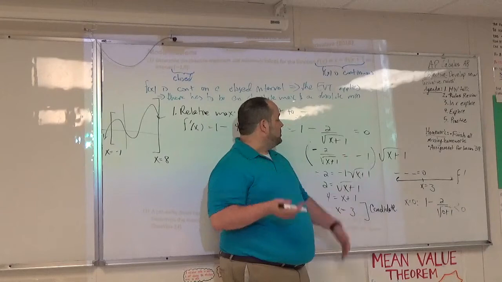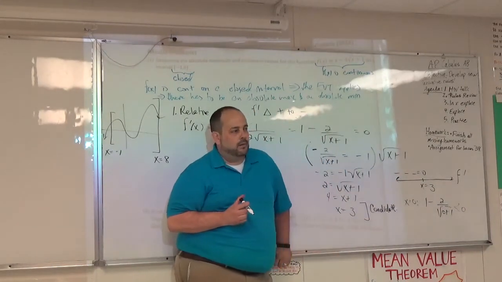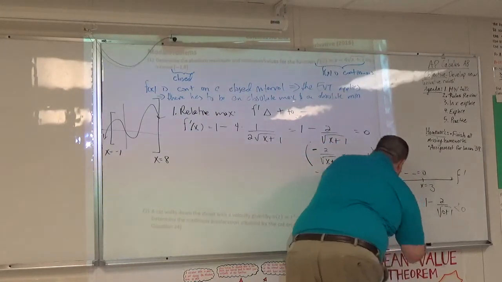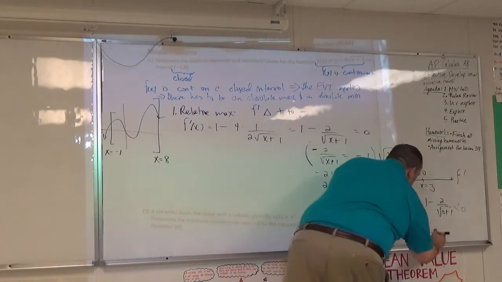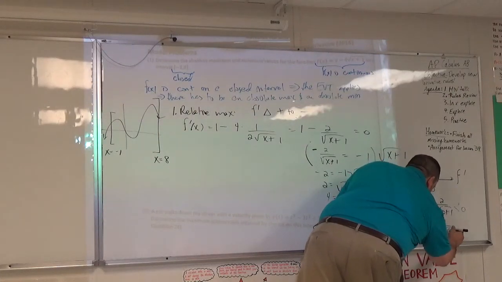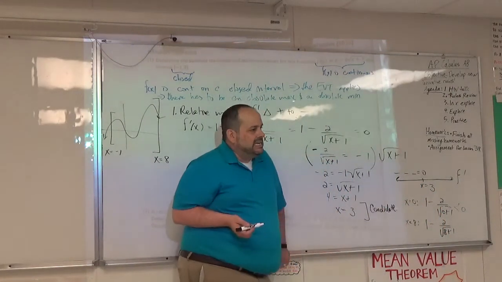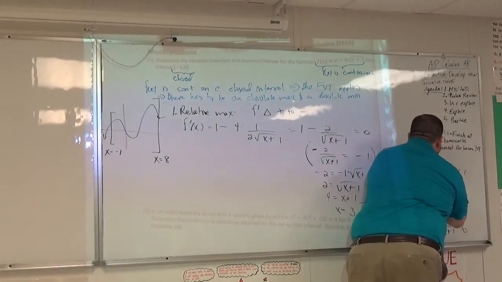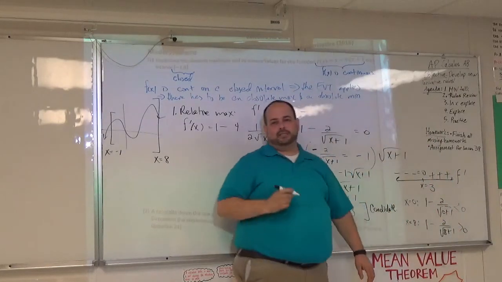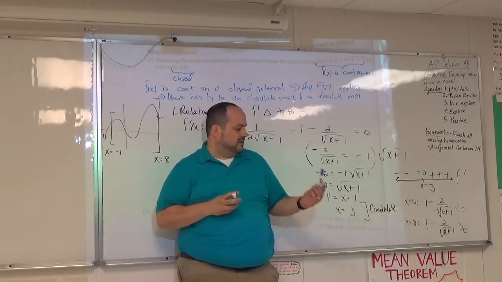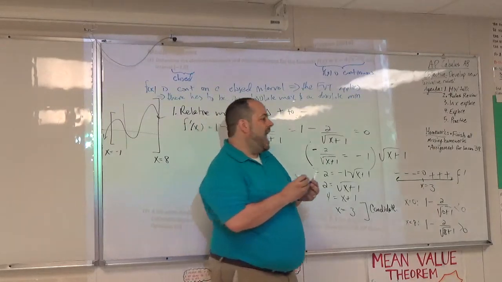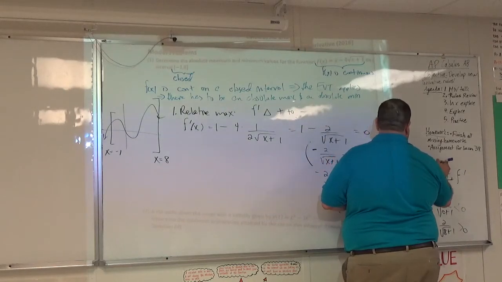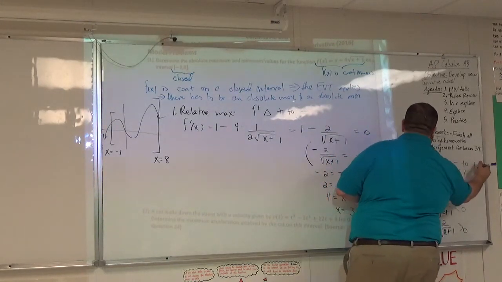So let's pick something smart to the right of 3. 8. Why is 8 a good number? Because you just add 1, 9, and the square root of 9 is 3. 1 minus 2 over the square root of 8 plus 1. 8 plus 1 is 9. Square root of 9 is 3. 1 minus 2/3 has to be positive. So what do we know about x equals 3? Relative minimum, because f prime changes from negative to positive.